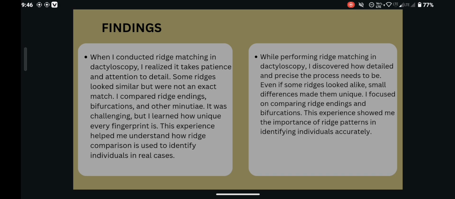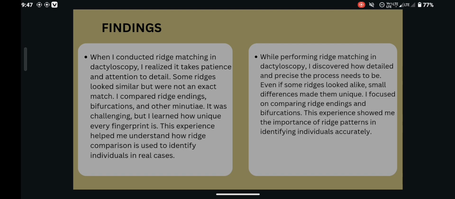And here are my findings. When I conducted ridge matching in dactyloscopy, I realized it takes patience and attention to detail. Some ridges look similar but are not an exact match. I compare ridge endings, bifurcations, and other minutiae. It was challenging, but I learned how unique every fingerprint is. This experience helped me understand how ridge comparison is used to identify individuals in real cases.